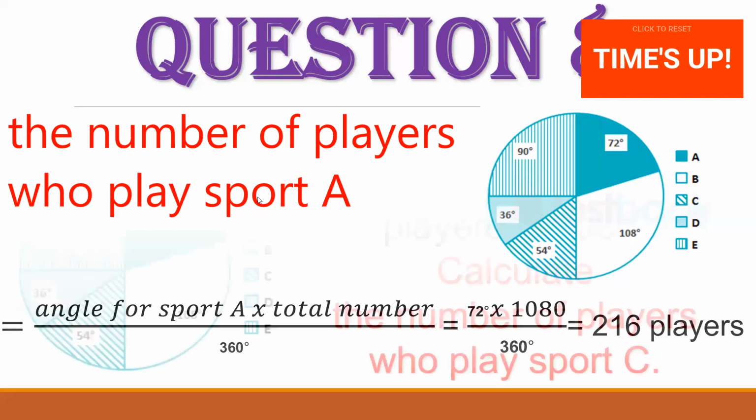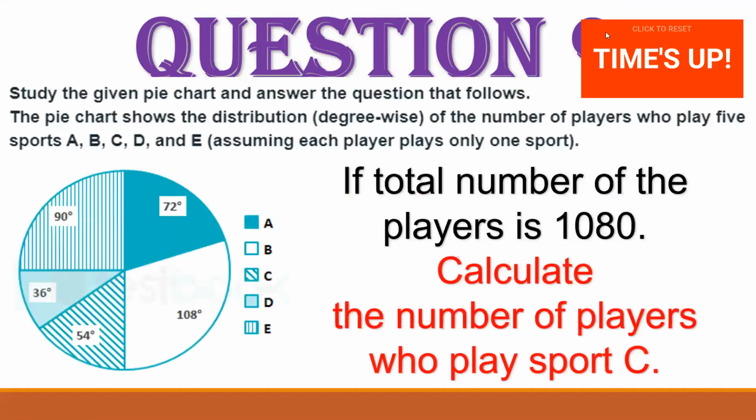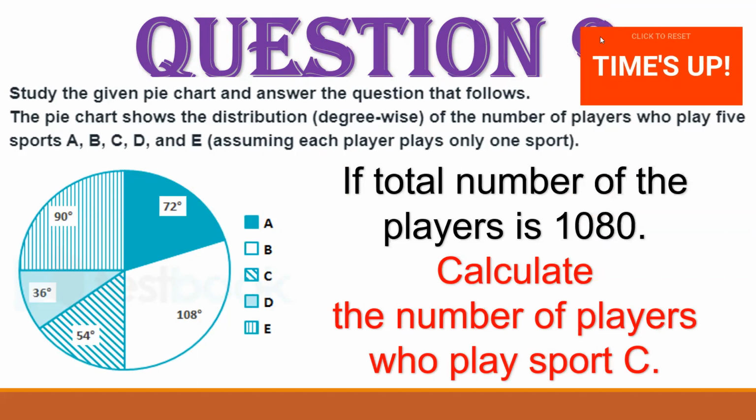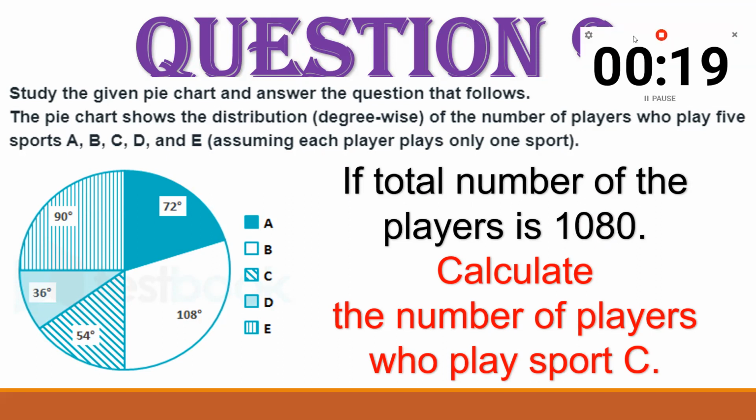Please try next question. Number 9 is coming now. Same graph I'm using. Total number of the players is 1080, still same. And asking you, calculate the number of players who play sport C. It is a good question for you because you have done already for A. Same steps you are using to get for C. How many people, how many players playing sport C?